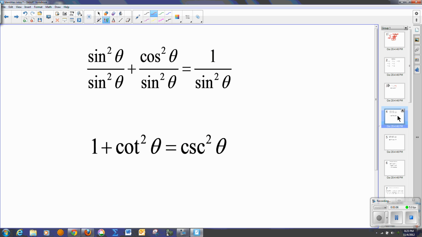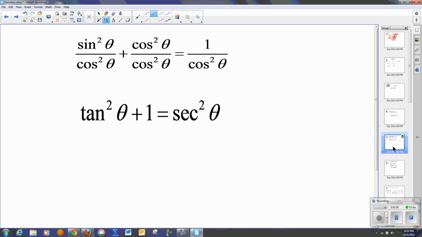If I know this, I can create another identity from that by dividing each term by sine squared. As you can see here, I get 3 new quantities. I get 1 plus the cotangent squared equals the cosecant squared. Great, there's another identity. Again, I can start out with sine squared plus cosine squared is equal to 1 and divide everything by cosine squared, thus getting another identity. Sine squared over cosine squared is tangent squared. Cosine squared over cosine squared is 1, and 1 over cosine squared is secant squared.